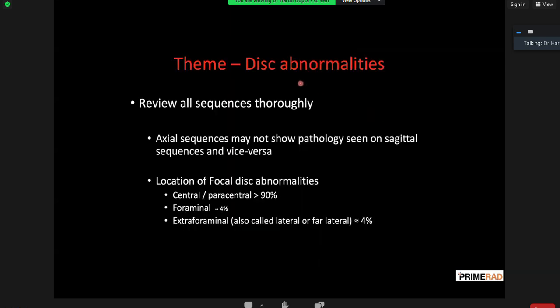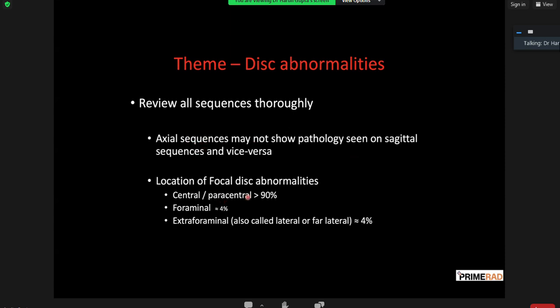So coming to the next theme, which is disc abnormalities. Disc abnormalities are very, very common in clinical practice, and this is one area which is quite commonly missed because obviously a large volume of imaging is done because of disc problems. The important thing in disc abnormalities is that we should review all sequences thoroughly. What we see on axial sequences may not be visible on sagittal sequences, and what is seen on sagittal sequences may not be visible on axial sequences.